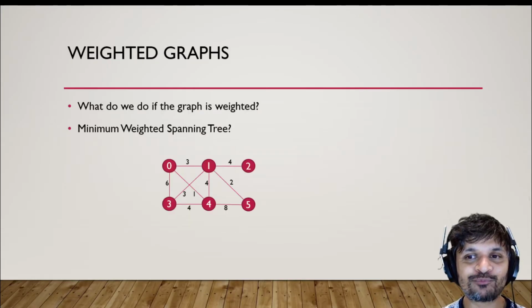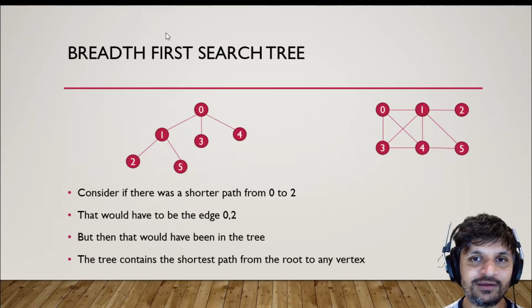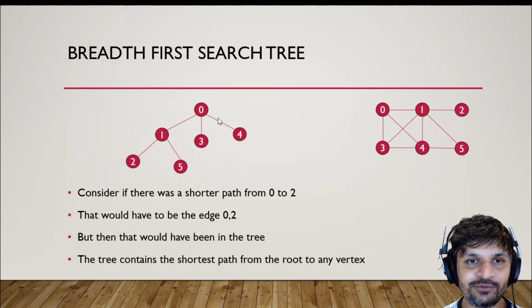But the question we're going to concern ourselves with today is, what do we do if it's a weighted graph? So here, when we said a path was the shortest path, we just meant it's the least number of edges to get from 0 to our target, or to get from the root to whichever vertex we're trying to get to, right?